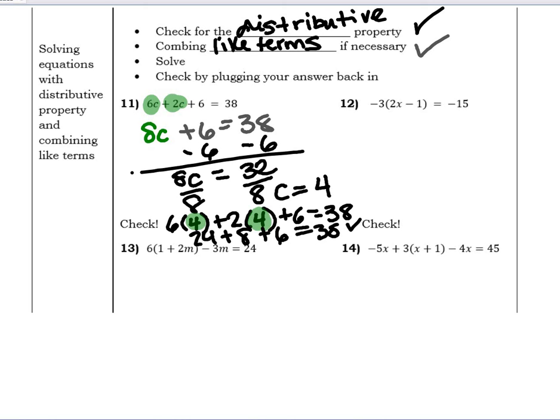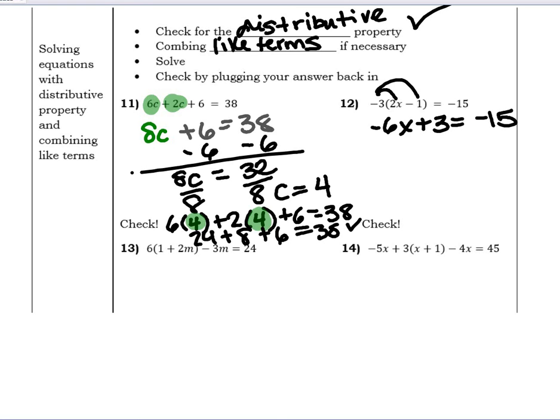All right, number 12. So I check for the distributive property first. And remember, we know there's a distributive property if we see a parentheses. So in this case, yes, we got to distribute. A very common mistake is that you guys don't multiply by this number, like this just gets left as -1. So we want to make sure that we go ahead and multiply by everything on the inside. So -3 times 2 is -6x. -3 times -1 is a positive 3 is equal to -15.